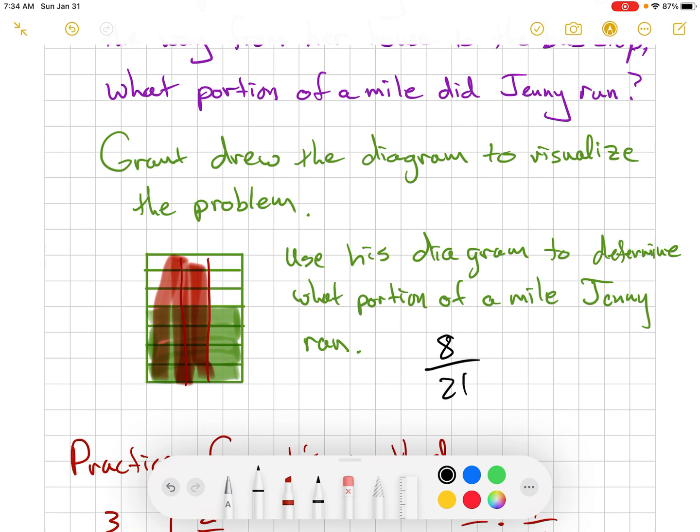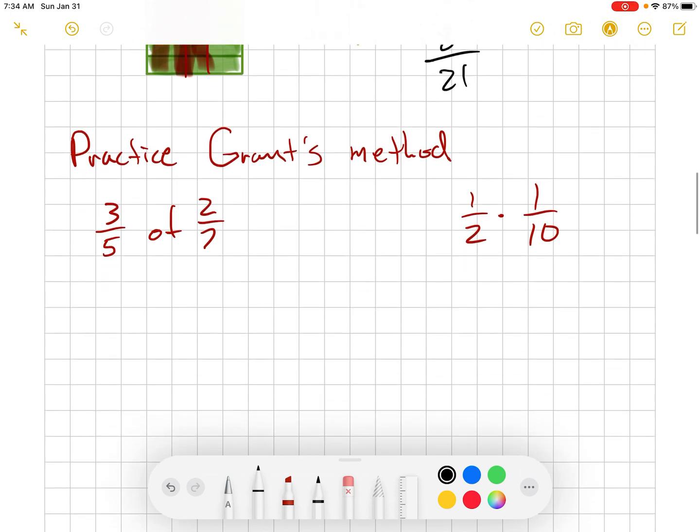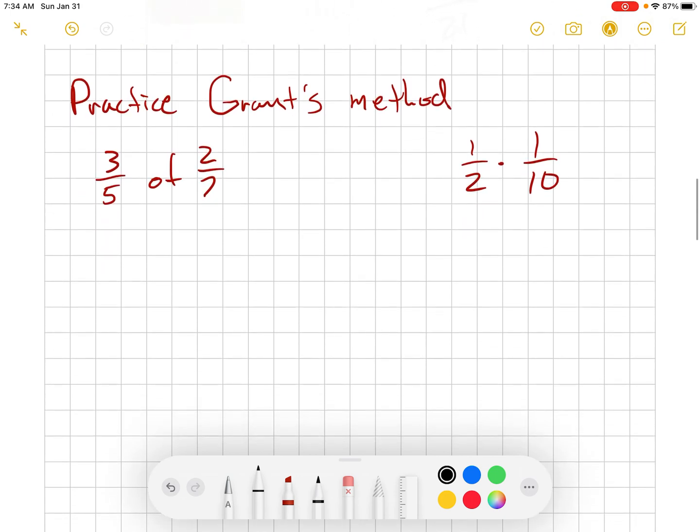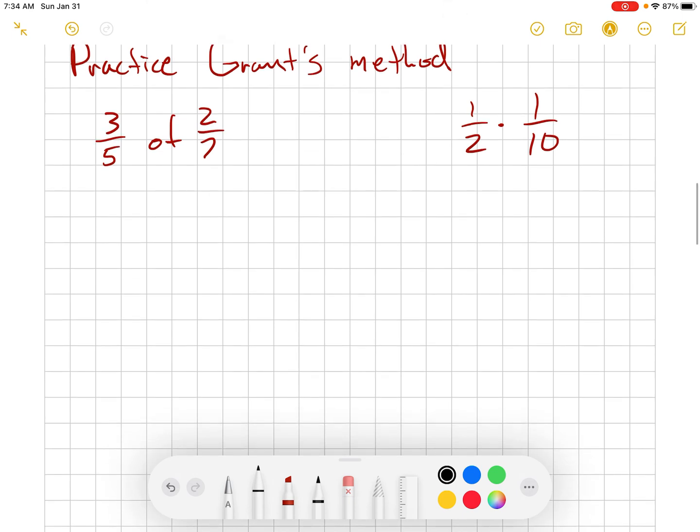And where did that come from? Well, we know that this is a 3 by 7, so we have 21 total rectangles inside. Okay, 8 21sts. All right, so practice Grant's method down below. Very quickly to practice, I would pause, try this on your own, and then come back. All right, when we say 3/5 of 2/7, I'm going to be very quick because you should be just checking your answer.